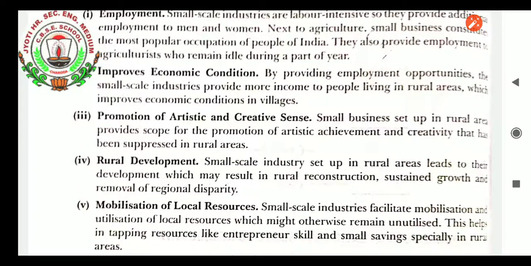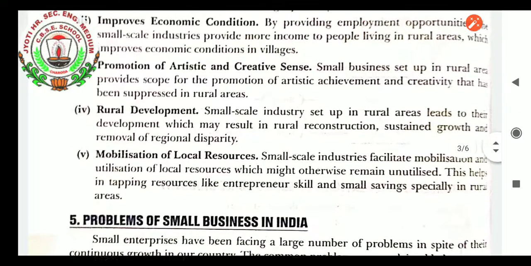Promotion of artistic and creative sense. Definitely small businesses set up in rural areas provide scope for the promotion of artistic achievement, like handicraft products, which are given more importance. Rural people are specialized in handicraft products, so they can have a business of that and they can make their development with this artistic and creative sense.